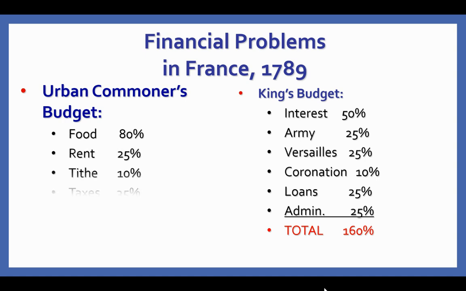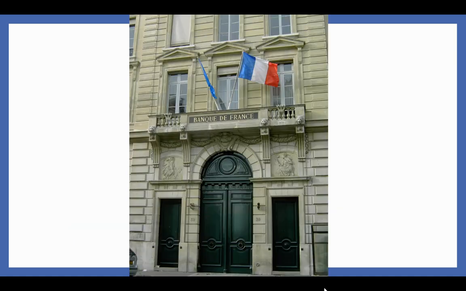When you look at the people who paid taxes, essentially food was 80% of their taxes, rent was 25, tithing, giving taxes to the church, was 10, taxes to the government was 35, clothing was 20. Well, that too is 170%. So the financial problems are going to be triggering the French Revolution. On one hand, the government can't keep a balanced budget, and on the other hand, the commoners are suffering.